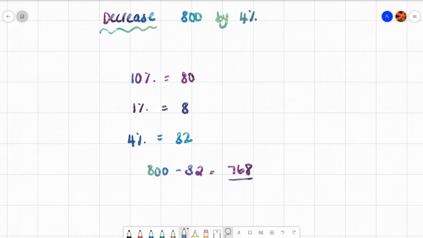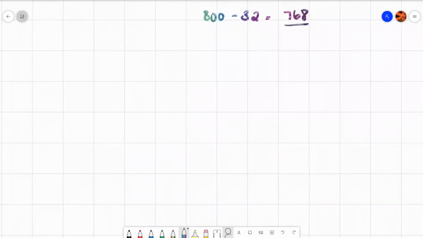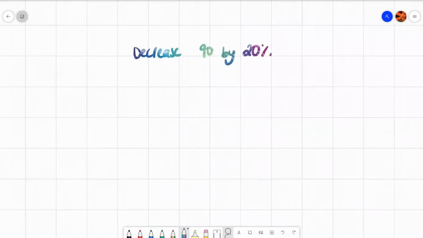So these are the most common methods that you will do in your assessments or in your exams, but sometimes you need a quicker method and you might want to use a multiplier. So let's have a look at an example of using the multiplier. Let's do decrease 90 by 20% this time. Here the 90 is again worth 100%. That's the number that we started off with. Whatever number you start off with is always 100%. So the 90 is 100%.